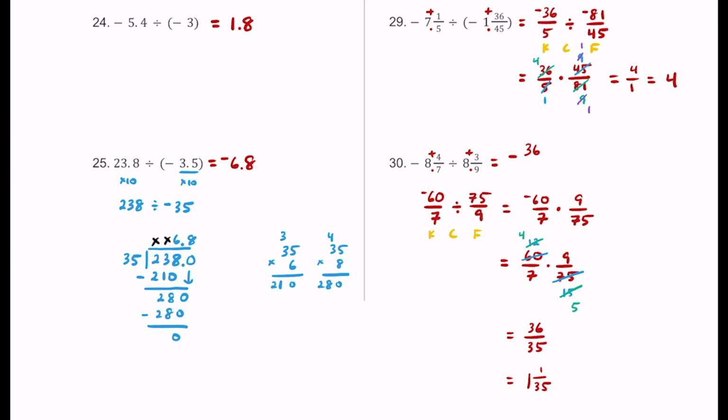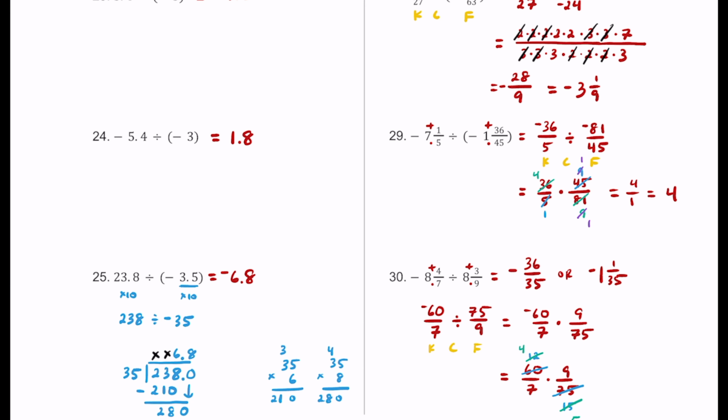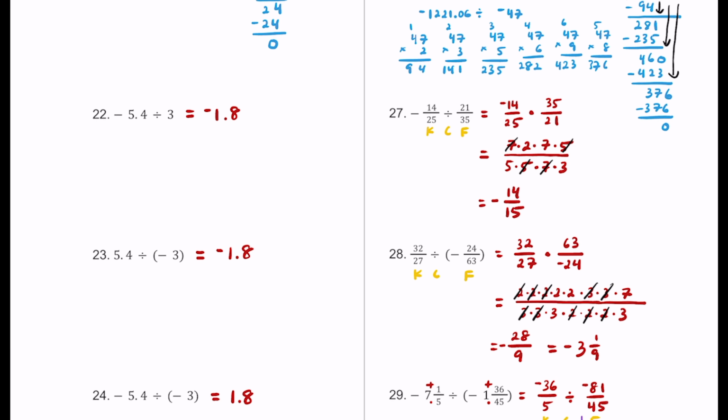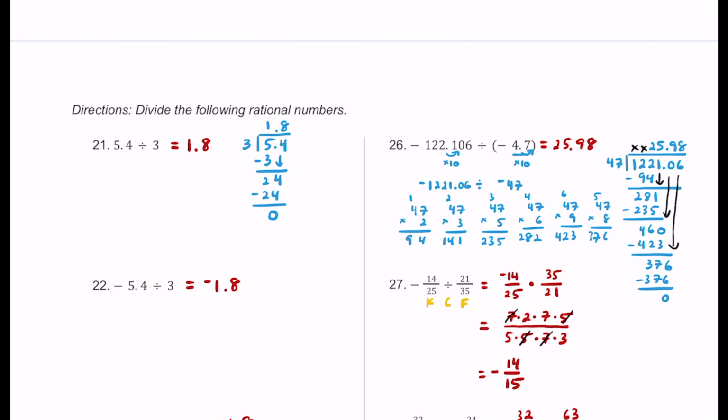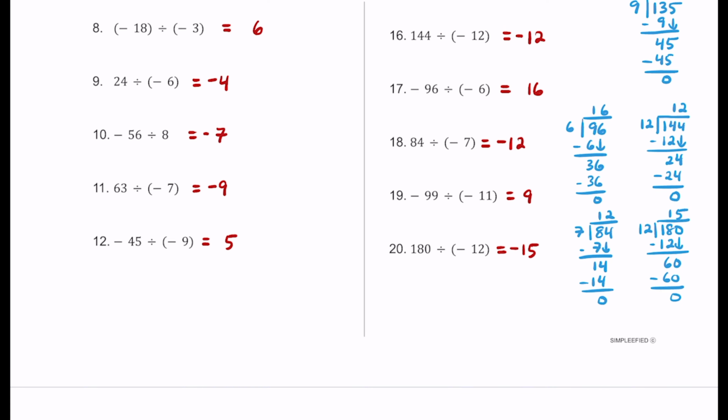Okay, so if we go ahead and write our answer at the top here, it's gonna be this negative 36 over 35, or we can say it's equal to negative 1 1/35. Again, we had a negative divided by a positive, and a negative divided by a positive is going to be a negative answer like we got here. So there you have 30 different practice problems on dividing rational numbers. Again, when you're dividing, it follows the same rules as multiplying in terms of the integer rules, right? But when you are following those rules, you should be okay.